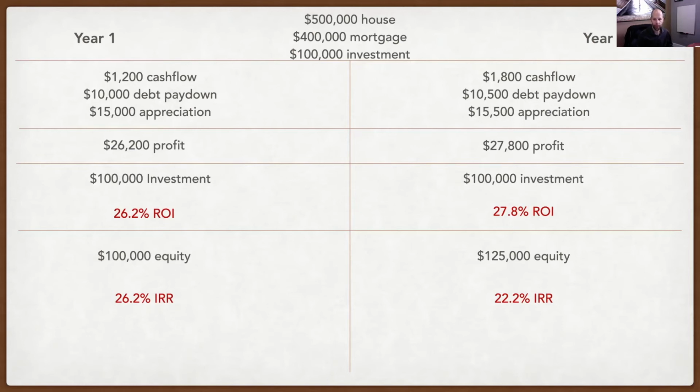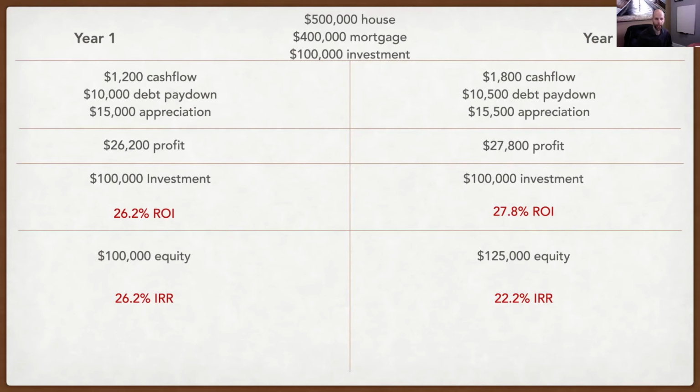The first few years, you might not get any fruit, but each year after that, the tree should be producing more and more and more as it grows bigger and stronger, as the rents increase, as you start paying down more debt, as you have more and more appreciation, your return on investment should be growing. However, your equity does change.